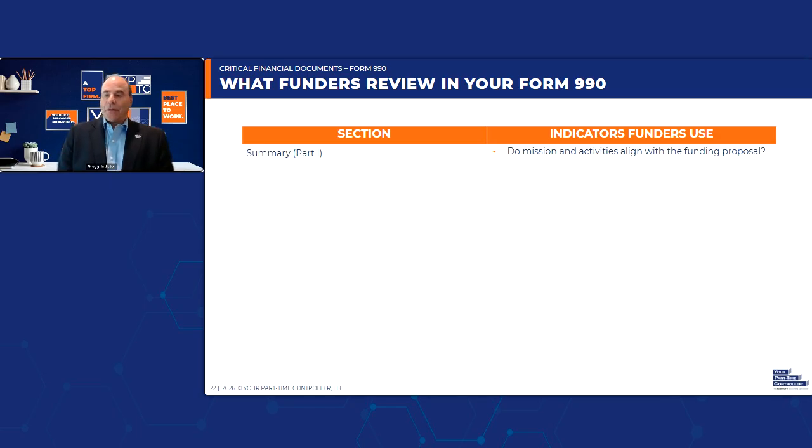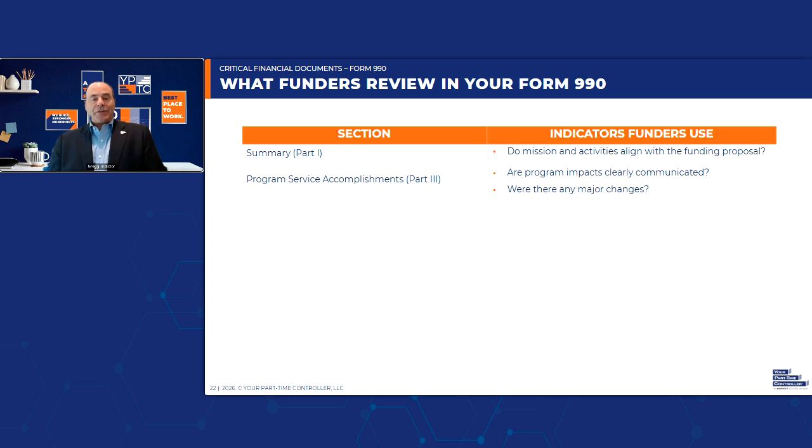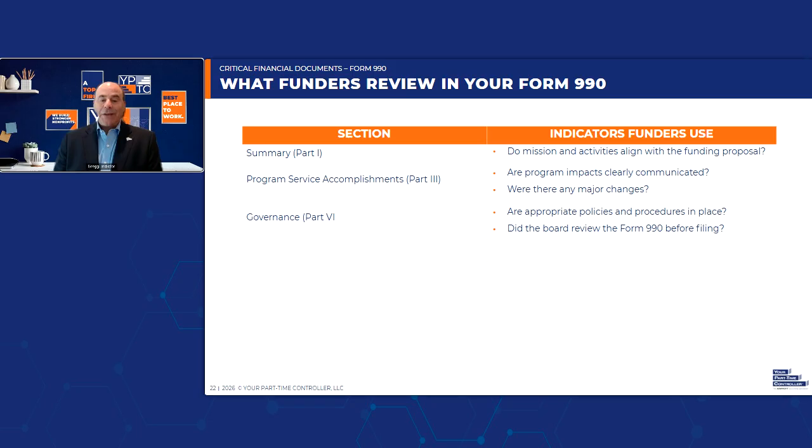So the first thing they're going to see is the summary, and funders are going to look for consistency in the mission statement and maybe to a grant proposal that you submitted. They want to confirm that your activities are aligned with your stated purpose. Next, they're going to look at the program services accomplishment section. And this is where an organization should clearly communicate the impact of its major programs. Funders are going to look at measurable outcomes and pay really close attention to significant changes in services. Next, we have governance. And here, funders are going to take note of the governance practices in place and pay close attention to whether the board reviews the 990 before it's filed.